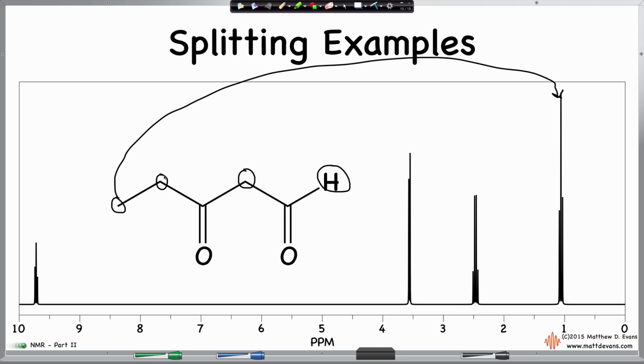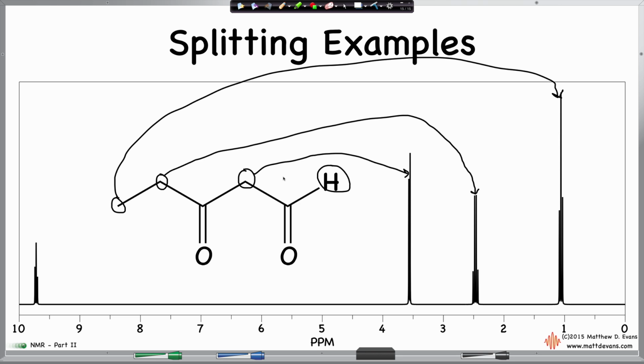Likewise, for this CH2 group, I suspect that it's this signal right here in the peak assignments because these 2 hydrogens have 3 neighbors, and with 3 neighbors, the N+1 rule predicts that this should be a quartet, and that's exactly what this is. It's a quartet. Moving on, these 2 hydrogens are these 2.